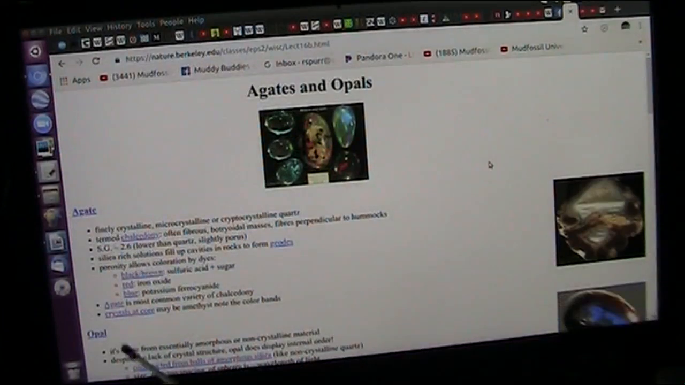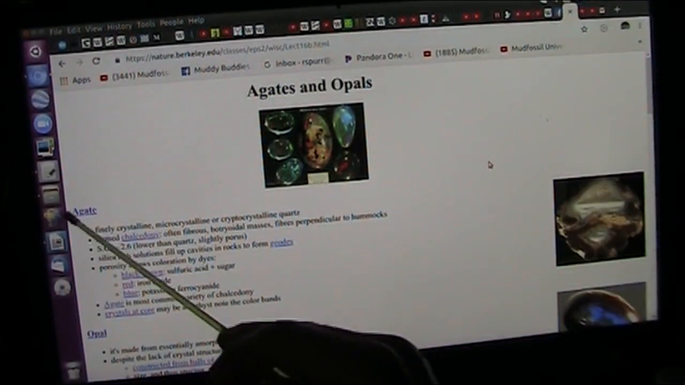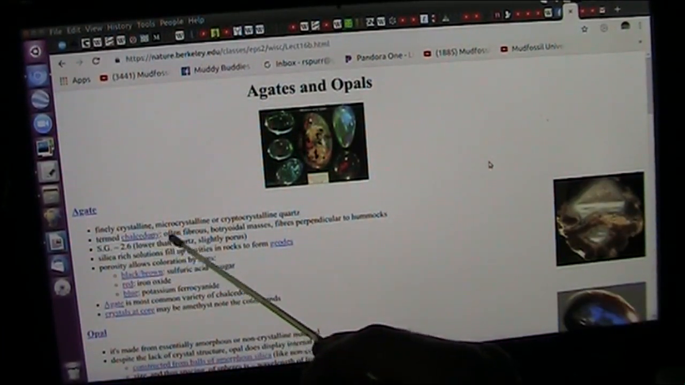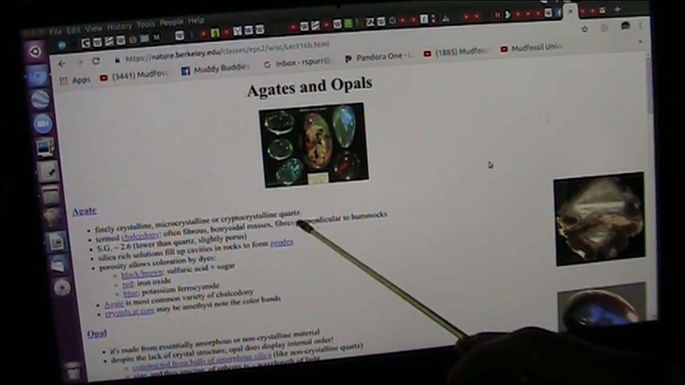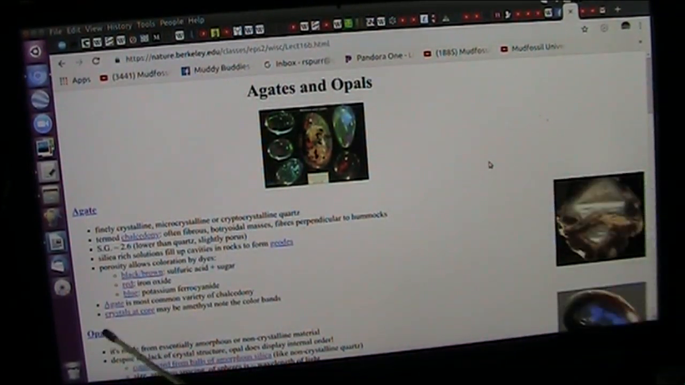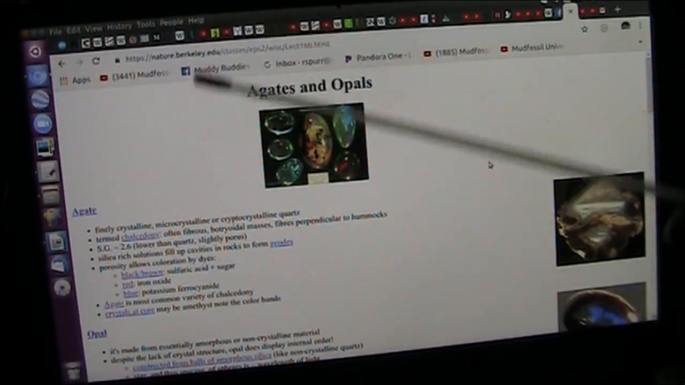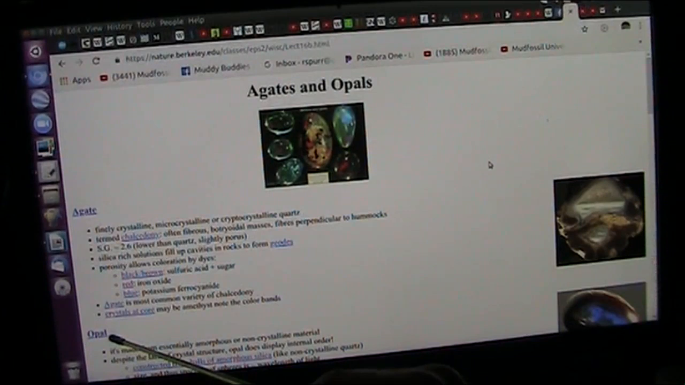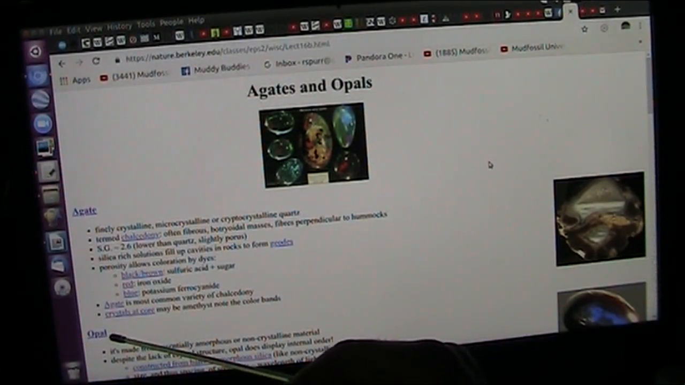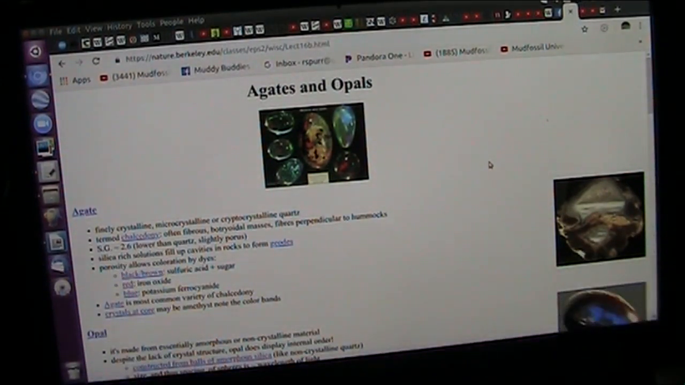What is agate? The only difference really that I can come up with is agate is finely crystalline, microcrystalline quartz. All right, now, opal is made from essentially amorphous non-crystalline material. It's made from cellular material. So the difference is opals are made from little cellular inclusions that take on the transition metal of that cell. I'm going to show you that in a second.